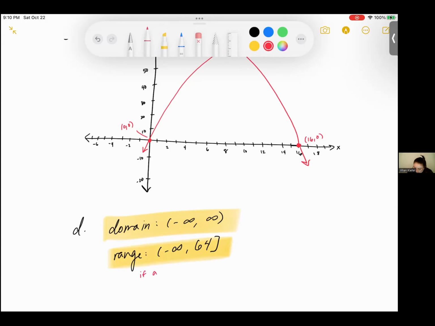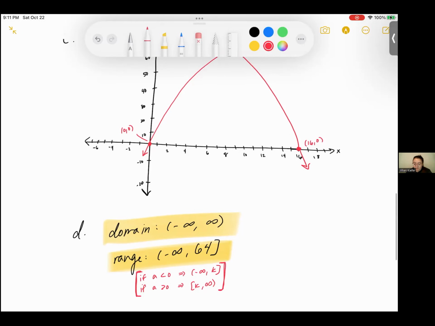We say if a is less than 0, the range would be negative infinity to k, including k. If a is greater than 0, meaning that's positive, your range would be k to infinity, including k. So that's how you would find your range. And you can find your range by looking at the graph, or you can use this little reminder here as well.